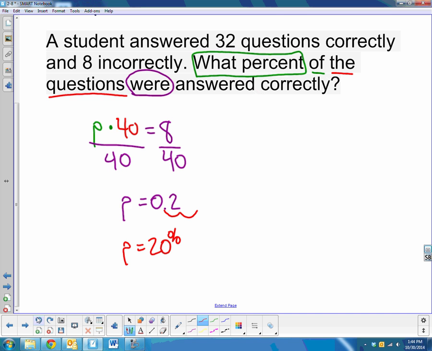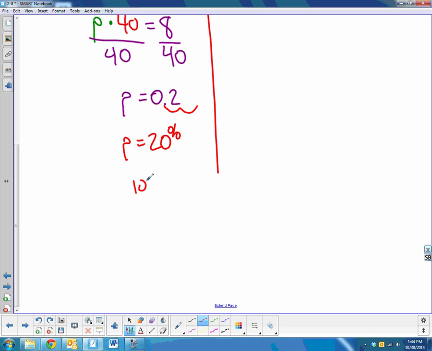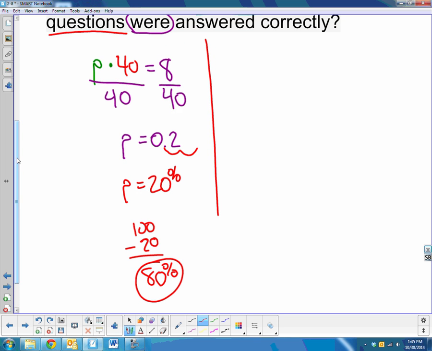If they answered 20% incorrectly, and 100% is all of it, 100% is all of it, minus the 20% that they got wrong, that gives us 80% correct. So it should be 80% correct. Let me change a few things in my work to show what it should be. So 100%, I'm going to put that back down here, minus 20. We should have then 80% correct. But let me do it again to show the correct way to do it.